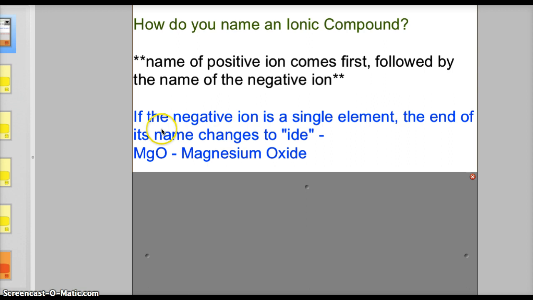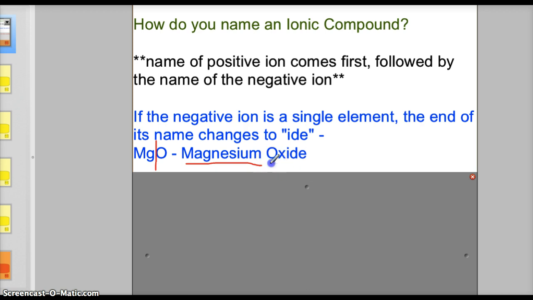So let's look at this first example. I have MgO here. If you remember what I told you on Friday, after the first element, just draw a line. The element on the left will be your first name, the element on your right will be your second name. So Mg, if I look at my periodic table, stands for magnesium. Then on the right-hand side, the letter O stands for oxygen.